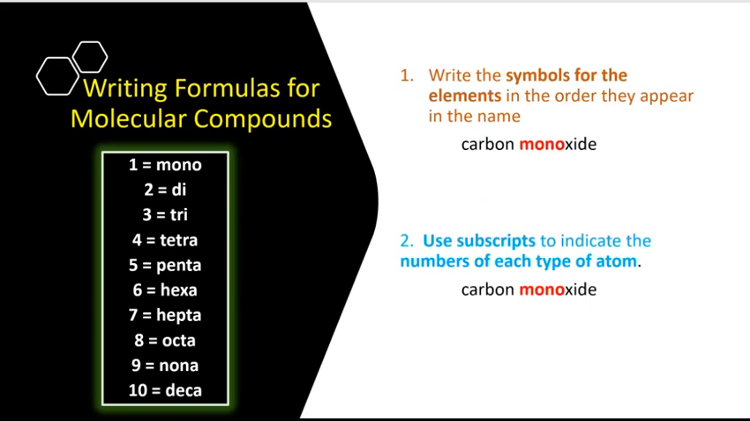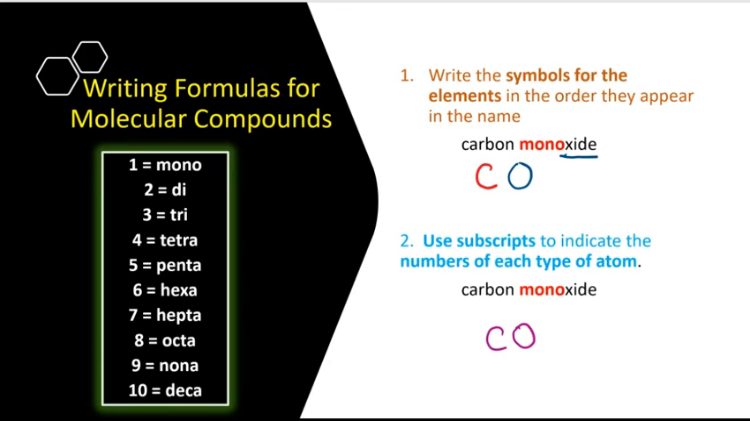Let's do another example. Let's do carbon monoxide. So let's write down the symbols for the elements. So carbon is C. And we see oxide. That means oxygen. Let's put O down. Let's copy them down again. CO. And use the subscripts to indicate the numbers of each type of atom present.